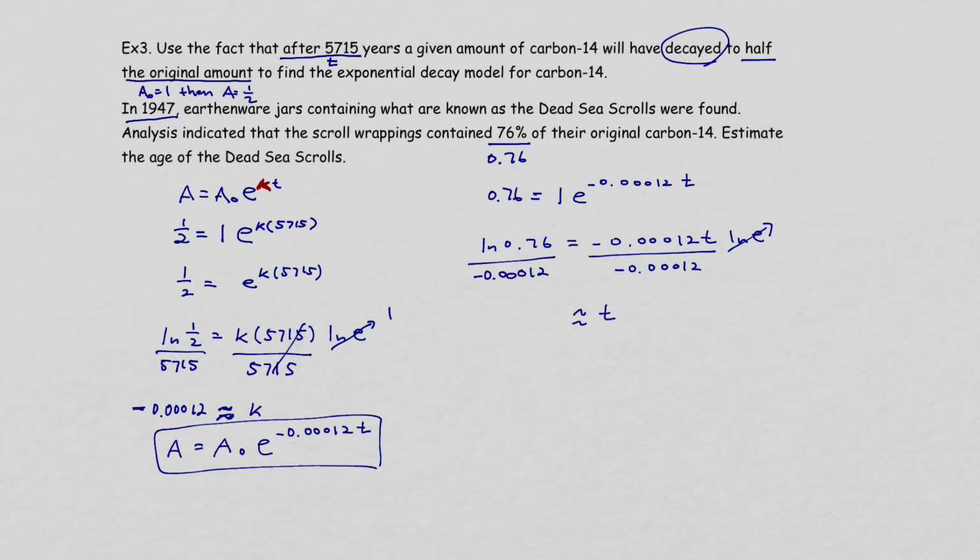So your t is going to be somewhere close to 2,287. So you could say that the age of that scroll is 2,287 years old from 1947.